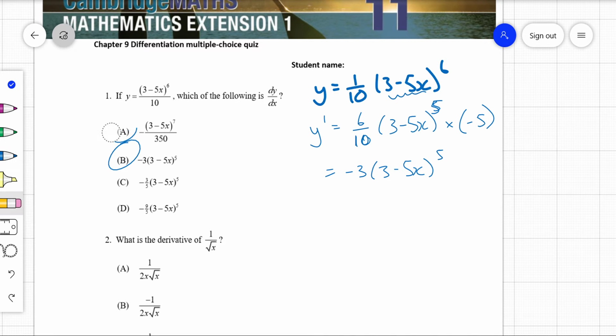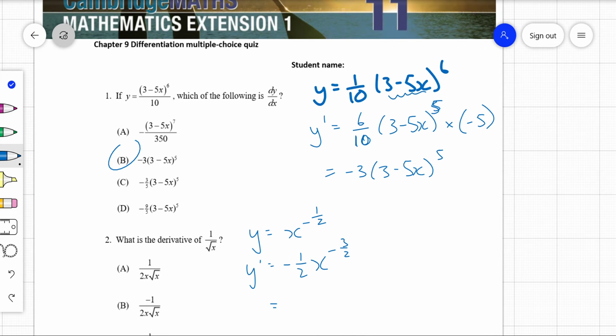Alrighty, so next one, what is the derivative? Again, as soon as I want the derivative, I'll probably write it in terms of index form. So it's to the power of negative a half. So when I do y dash, it's much easier. I have negative half x to the, remember I'm subtracting 1, so now it's going to be subtracting 1.5, or minus 3 on 2.